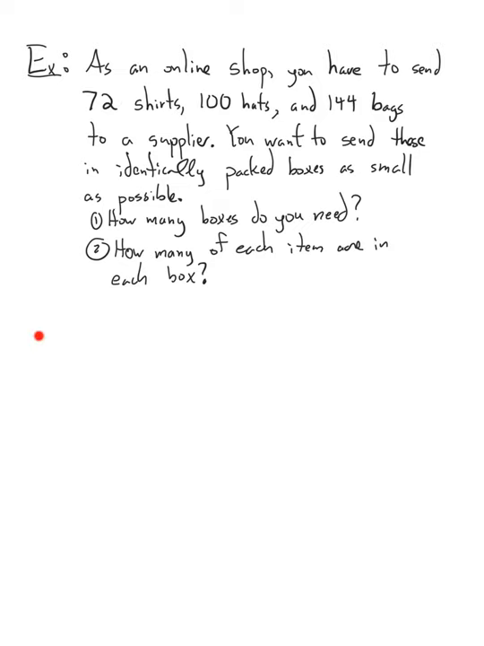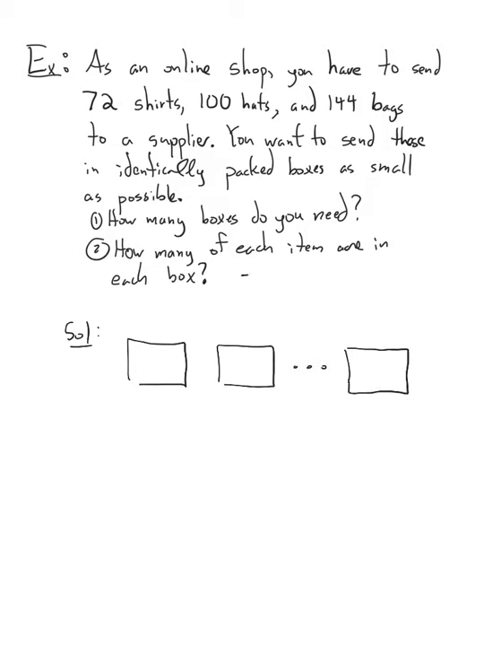Alright, so let's see what's going on here. So I'm going to draw a little bit of a diagram to help us before we write down how to solve this problem. But imagine these are our boxes. We don't know how many there are going to be, so I'll just put some dots here. But what we want to do is we want to take our 72 shirts and we want to divide them evenly into our boxes, and we want to do it with as few boxes as possible.